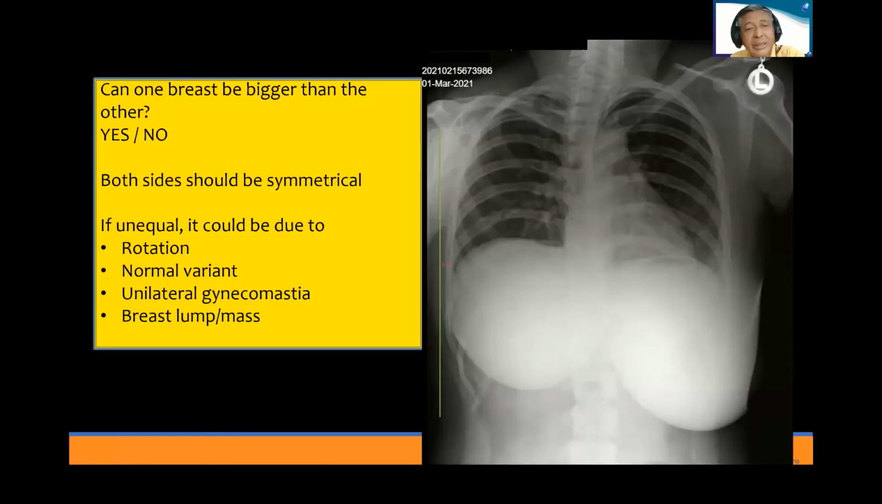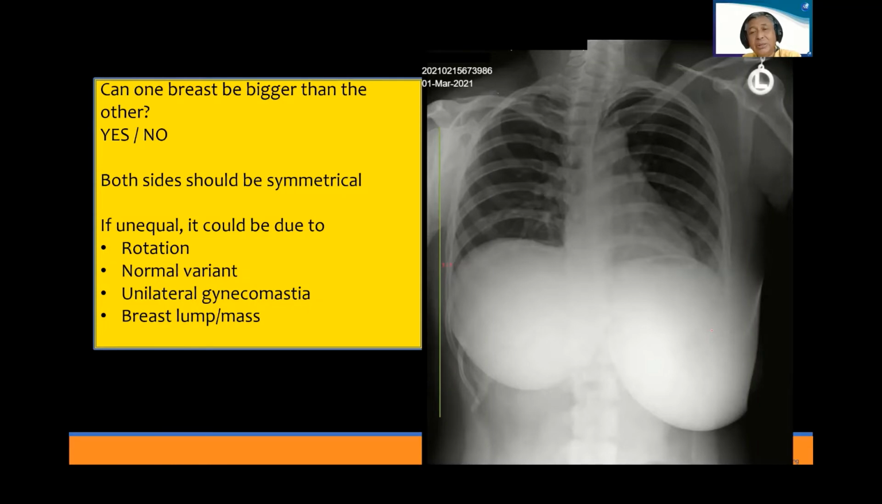Can one breast be bigger than the other? Well, the answer is yes. Both sides should be symmetrical, right? But if they are unequal, it can simply be because of rotation, or it could be a normal variant, or unilateral gynecomastia, or there could be a mass, a lump inside that breast. So be aware of this. In the radiograph that I'm showing here, this is simply due to rotation, so you would ask for a repeat chest X-ray.